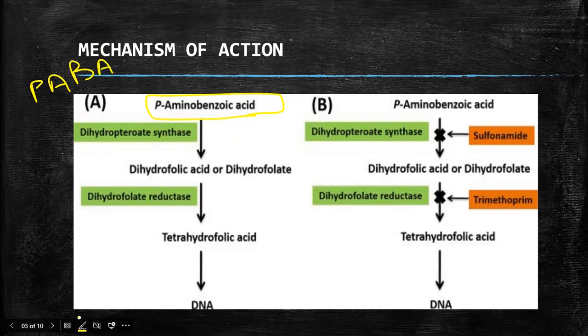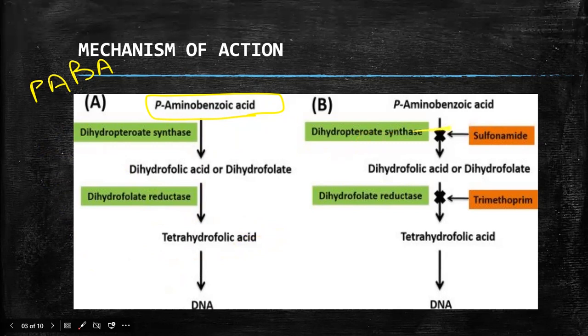Next, this PABA converts into dihydrofolic acid, or you can say dihydrofolate, with the help of the enzyme dihydropteroate synthase. Dihydrofolic acid converts into tetrahydrofolic acid with the help of another enzyme, dihydrofolate reductase. Now, tetrahydrofolic acid ultimately leads to the synthesis of DNA. This is the normal mechanism of the synthesis of DNA.